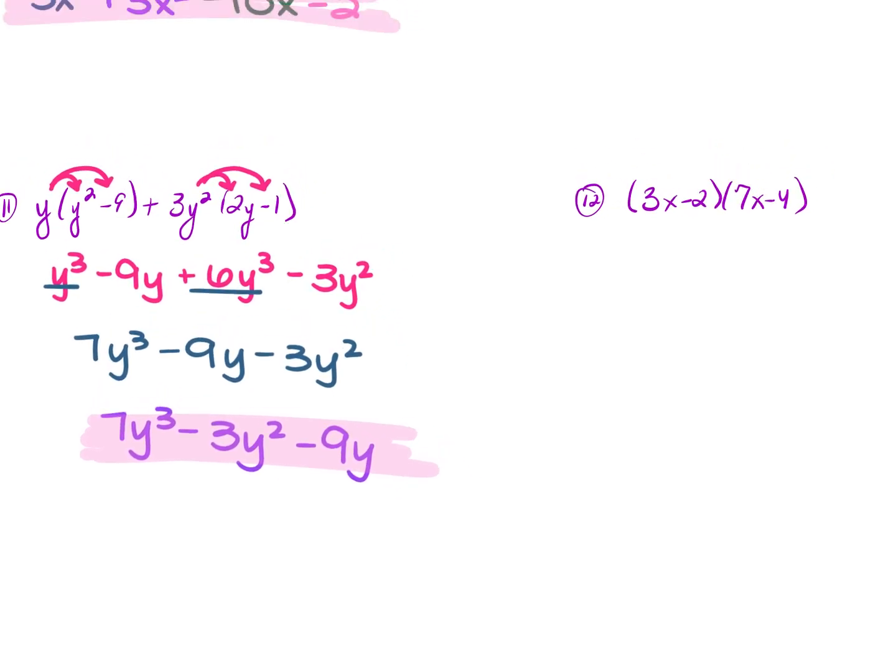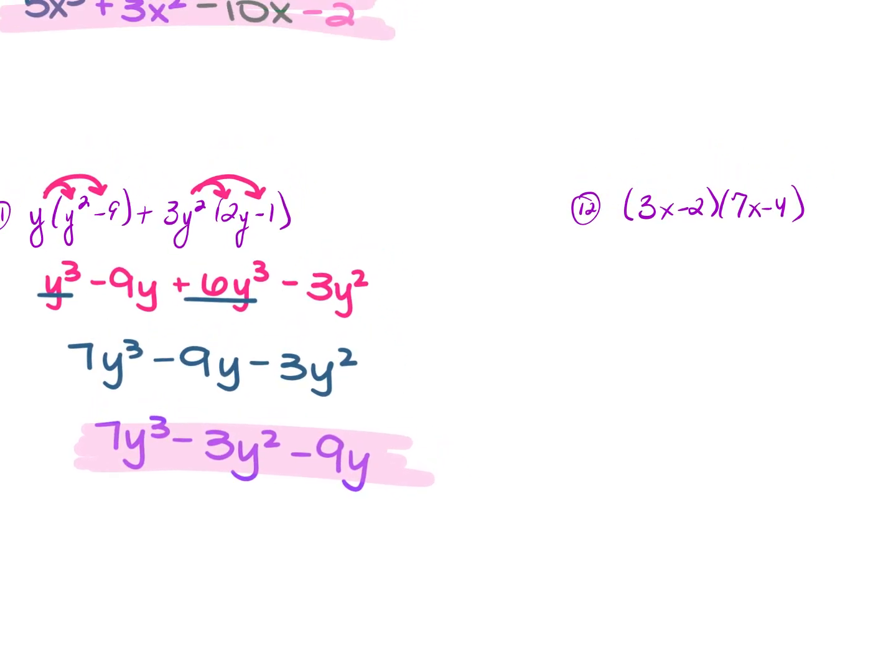For number 12, we have 3x minus 2 times 7x minus 4. We're going to simplify this one by just foiling. So we're going to do first, outer, inner, last. So the 3x times 7x gives us 21x squared. The 3x times negative 4 is negative 12x. The negative 2 times 7x is negative 14x. And the negative 2 times the negative 4 is a positive 8.